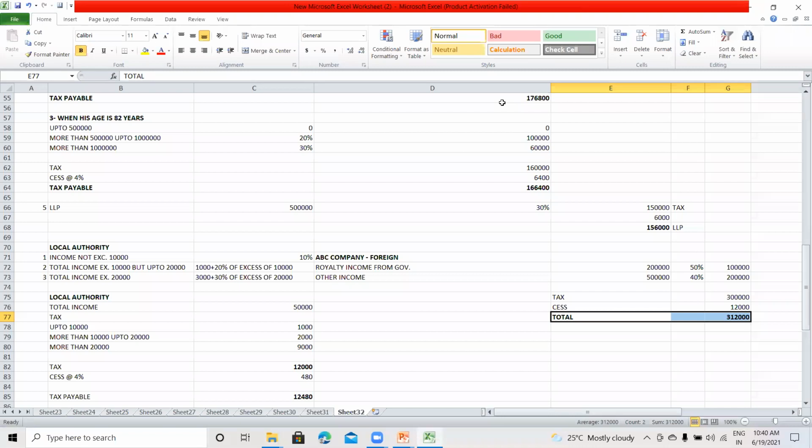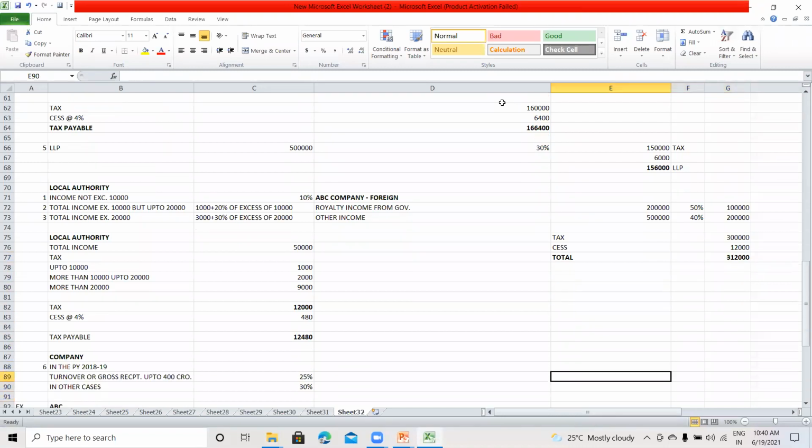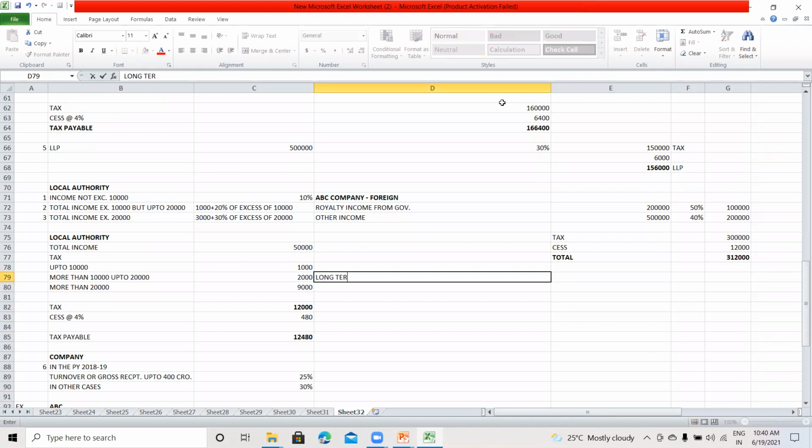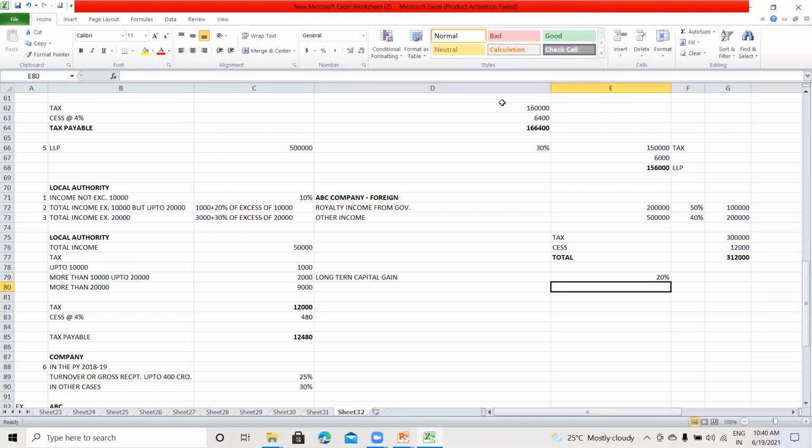Is that clear? For example, long-term capital gain will be taxable at the rate of 20% under section 112.